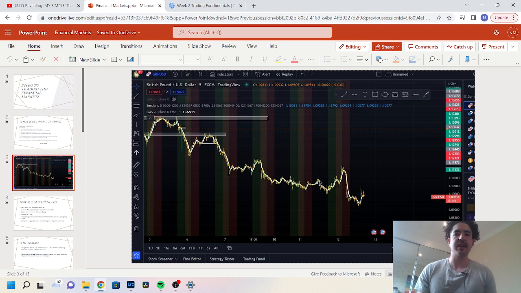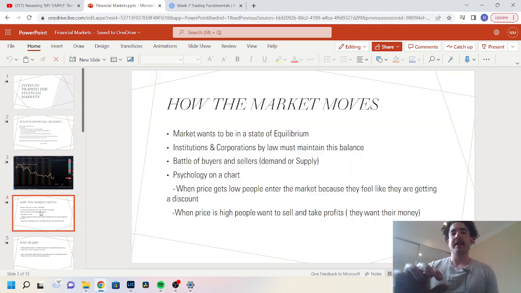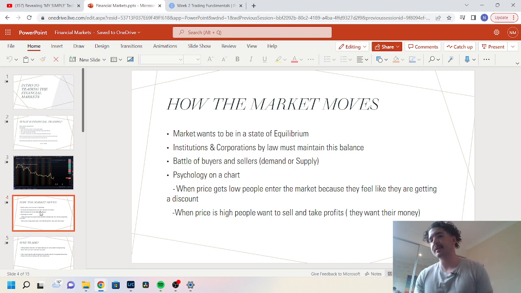Some people think the chart's going to go up. Some people think the chart's going to go down. And each candle is the average price of people that thought it was, in this case, going to go down and just keep going down. Institutions and corporations by law must maintain this balance.